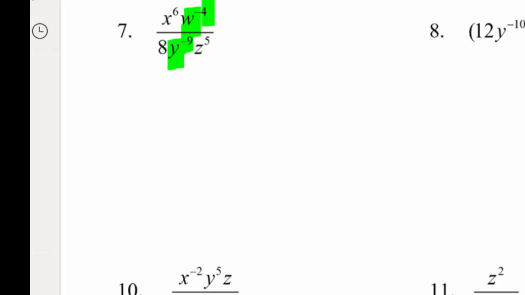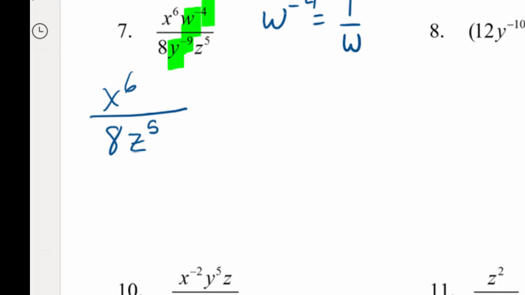So we're going to keep the terms that have the positive exponents where they're at. I'm just rewriting the terms that have the positive exponents. Leave them where they're at. Do not move them. But the other two terms are going to move to the opposite part of the fraction, and that's because we're using reciprocals, right? As you know, w to the negative 4 is the reciprocal, 1 over w to the 4th. And 1 over y to the negative 9 can be written as y to the positive 9, but over 1. Do you see that?